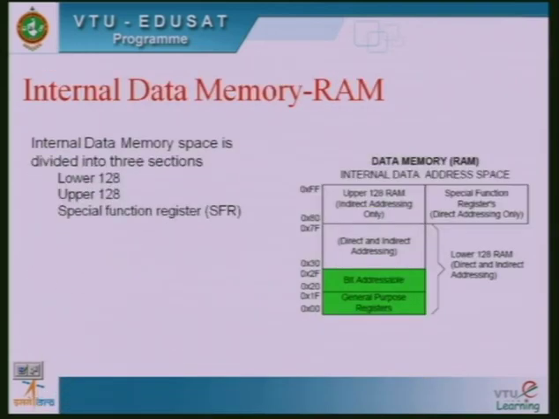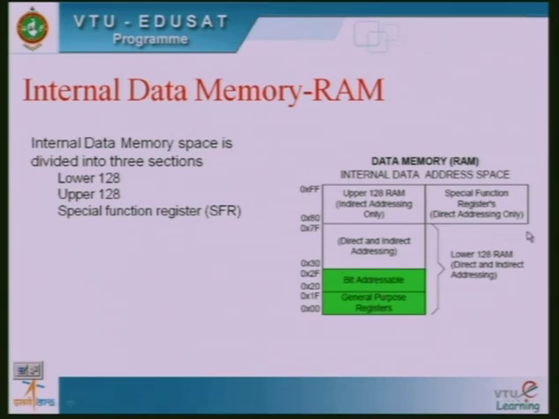How it is done specifically, we are seeing here. As highlighted here, the general purpose registers are available from 00 to 1F. That is register bank 0 to register bank 3. All the 4 register banks are covered in this first block. The next block of 16 bytes is bit addressable memory, and the remaining values will be used for different purposes. We store special function registers there.